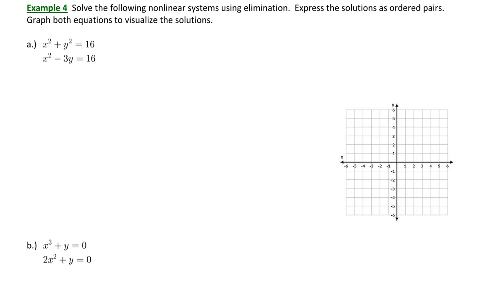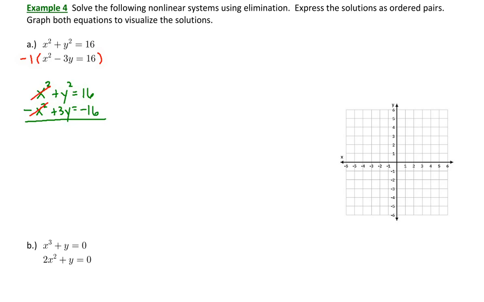In equation 1, the coefficient is positive 1, so I want it to have the opposite coefficient in equation 2. That is, I'm going to multiply all of the terms in equation 2 by negative 1. There's no change for the first equation, so I'm going to copy it down as is. Then, multiplying through that second equation by negative 1, we get negative x squared plus 3y equals negative 16. Then I'm going to add the equations together term by term. Notice the x squared and the negative x squared cancel. That was our goal. We've eliminated the x squared from both equations.